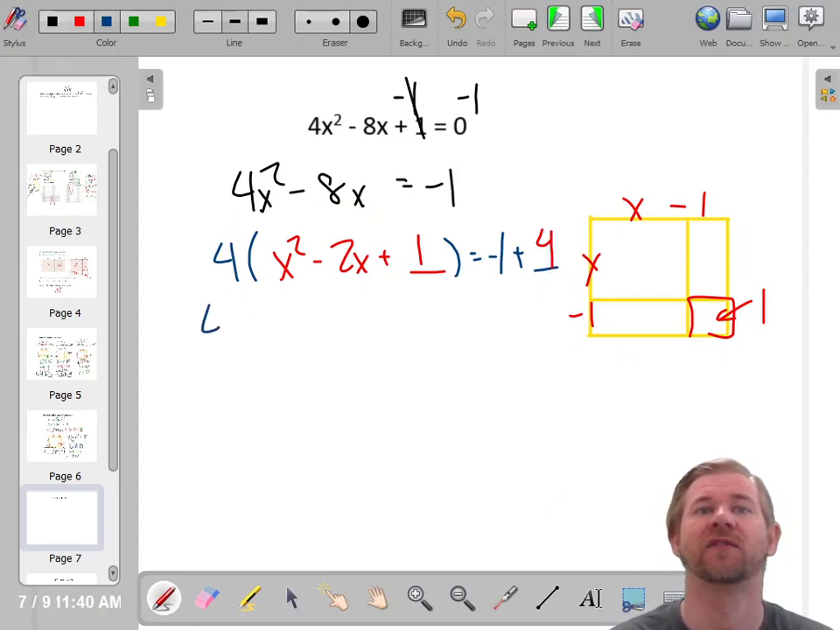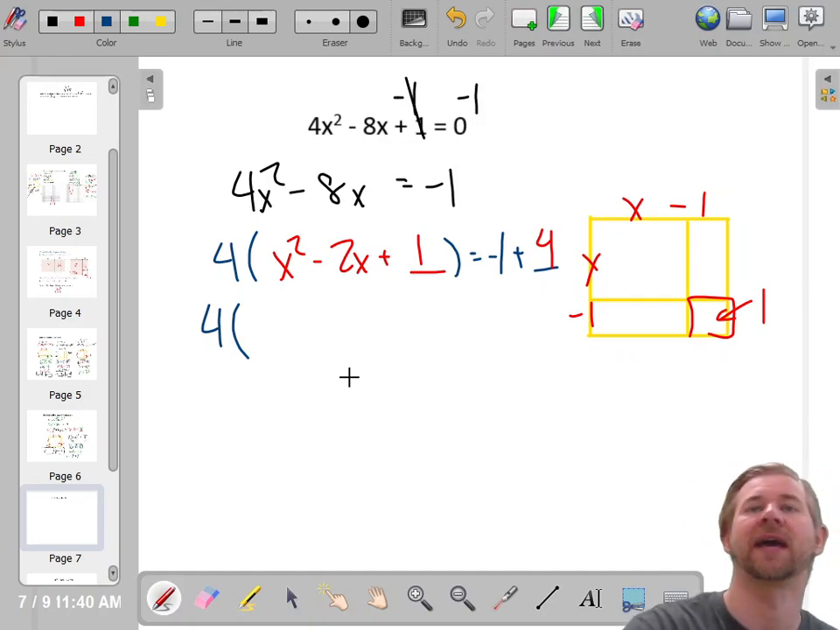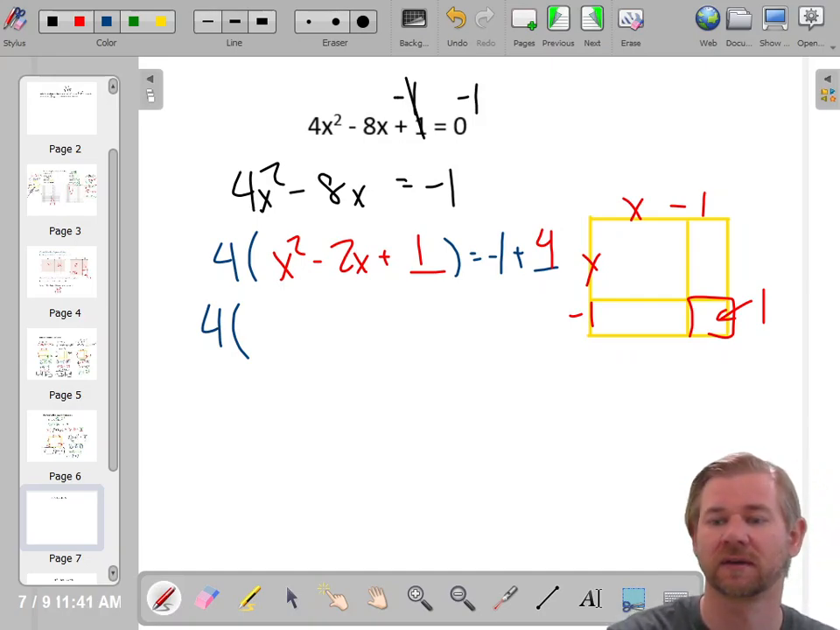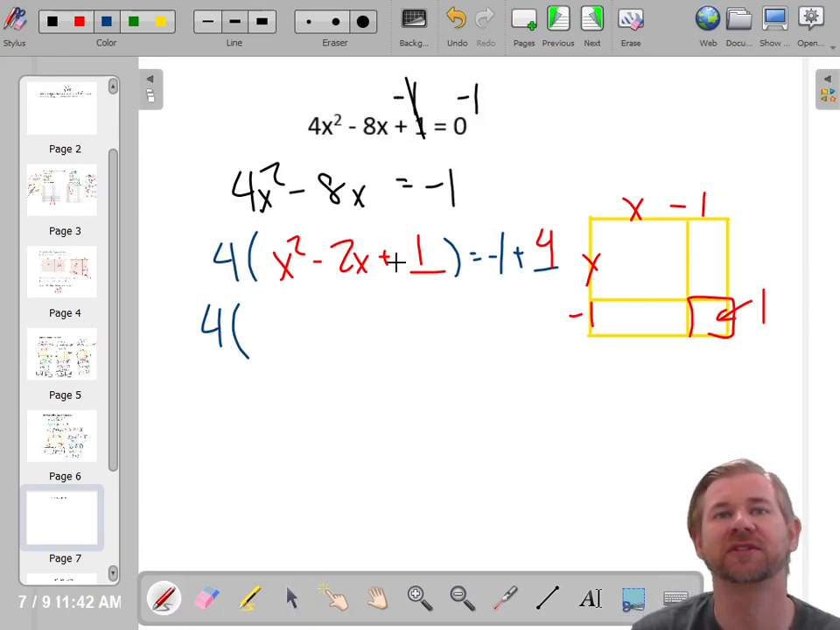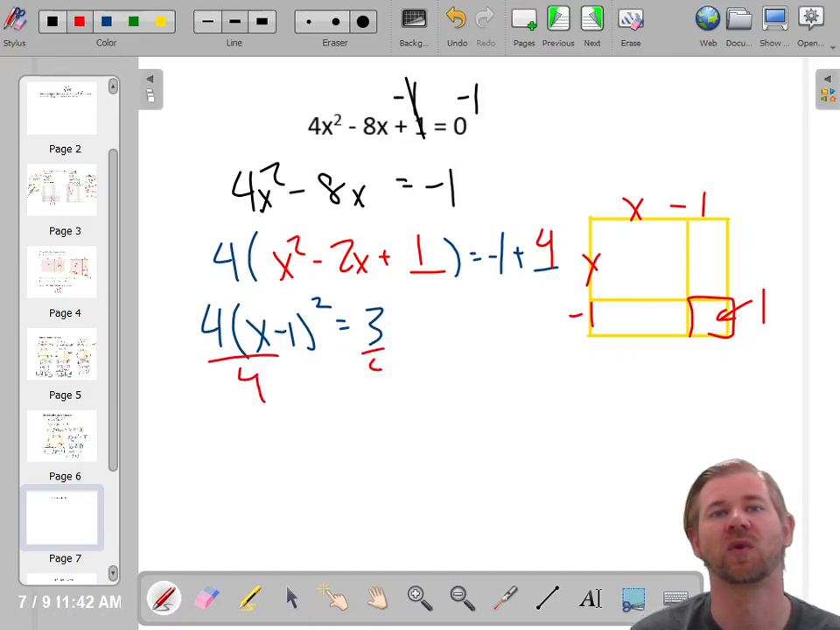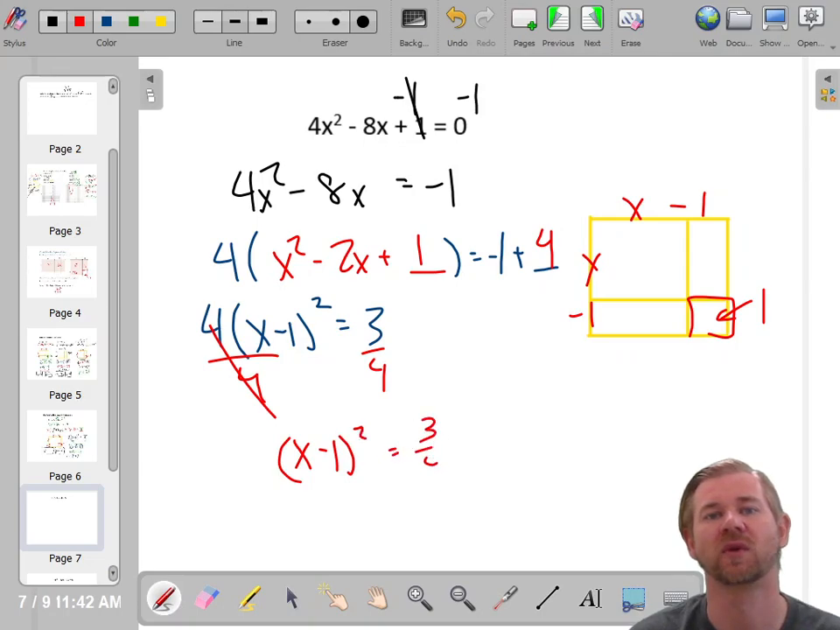Now, on the left side, I have a 4. I have a quadratic that I can factor. All right, we're back. So where was I? I have x squared minus 2x plus 1. The factors of that are x minus 1 squared. And on the right side, negative 1 and 4 make 3. Now you divide both sides by 4. X minus 1 squared equals 3/4.